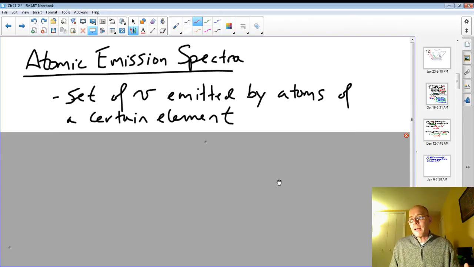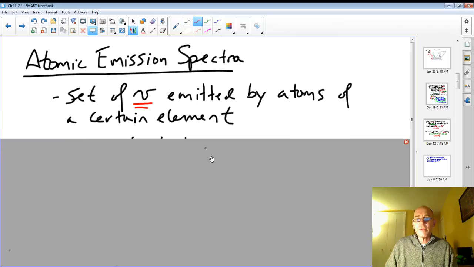If you blast or energize an atom, that energy is absorbed by the electrons, not by the nucleus. And the electrons will revert back to a low energy state, and in doing so will give off some energy. And the energy they give off is a set of frequencies or colors emitted by atoms of that certain element.